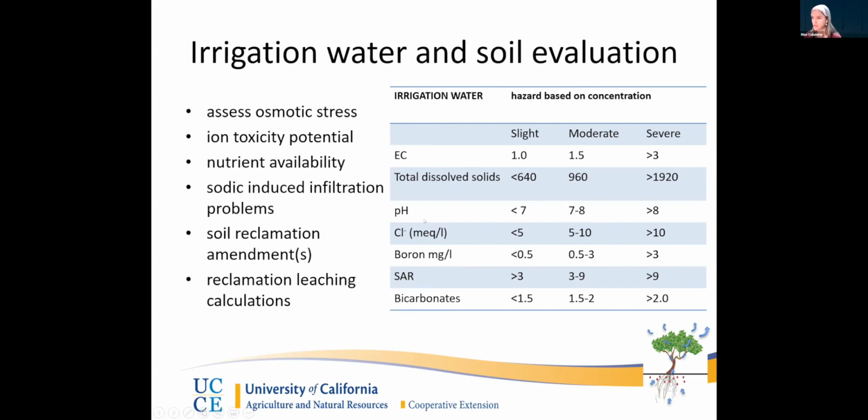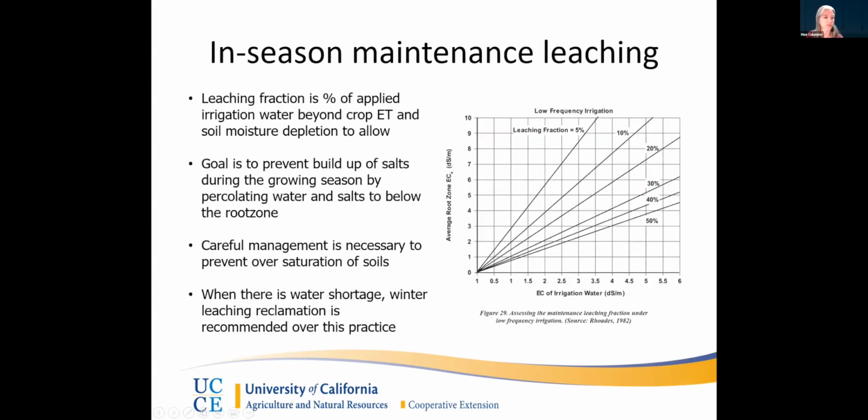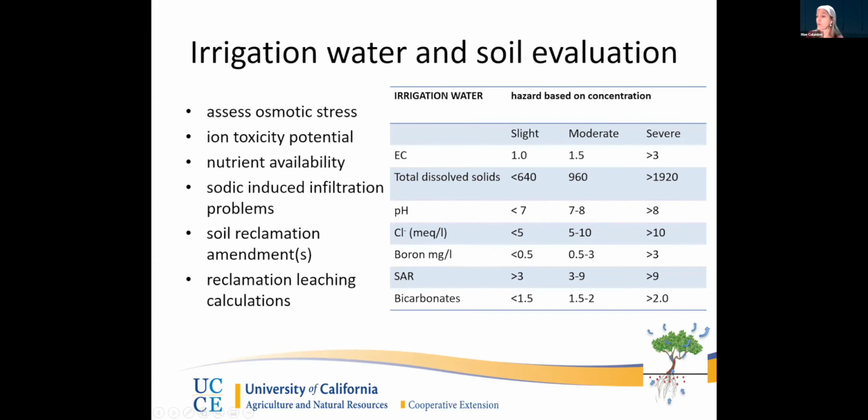Generally speaking, there are a lot of different factors looking into this, but if your sodium absorption ratio is 5 times greater than your EC, that may be indicative of what could be causing any infiltration problems.